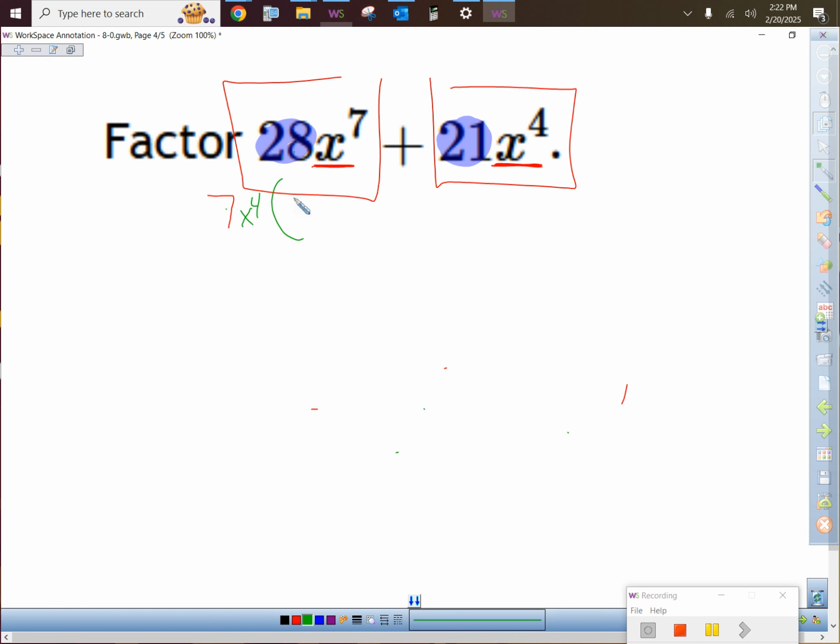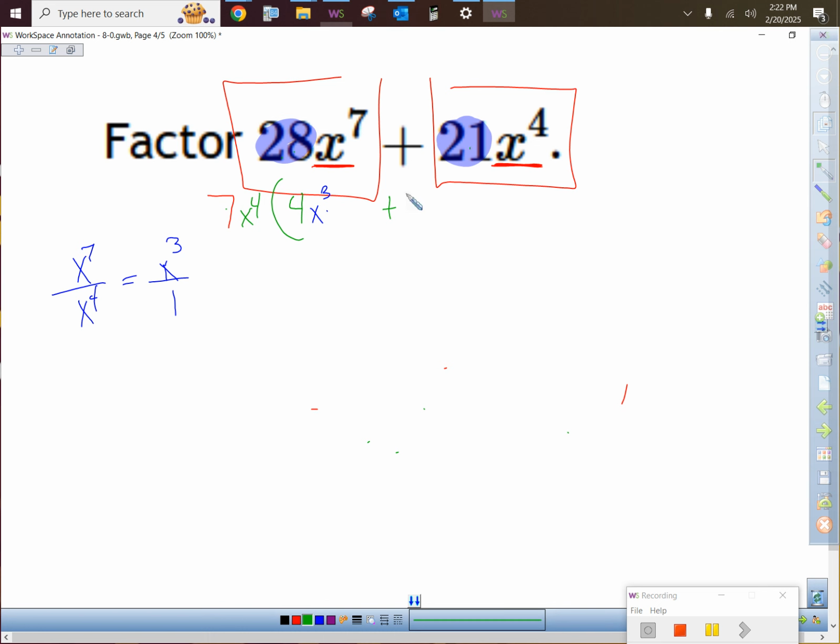28 divided by 7 is 4. And then x to the 7th divided by x to the 4th. Remember this old guy? It was kind of called "where are there more?" And would you believe that there are 3 more x's upstairs? So that would be x to the 3rd. And if you multiplied those together, you would get x to the 7th in that case. So, wow.